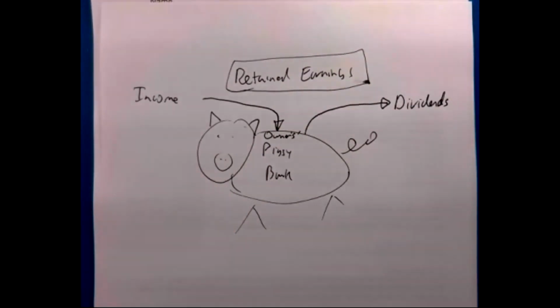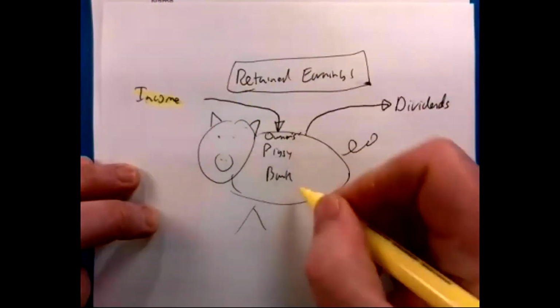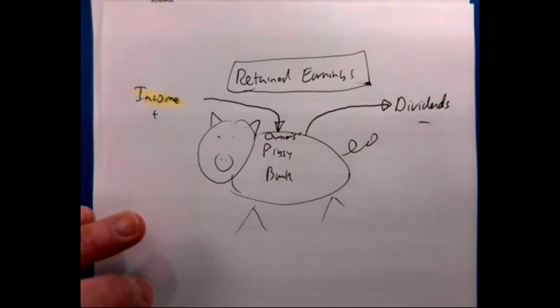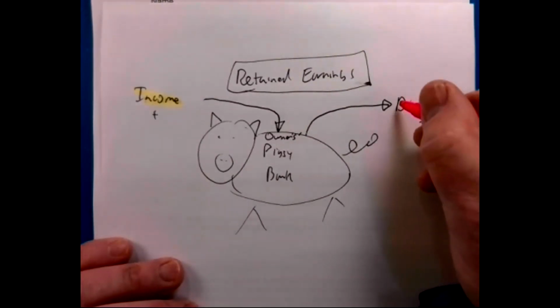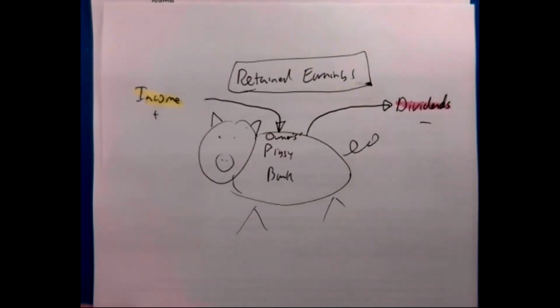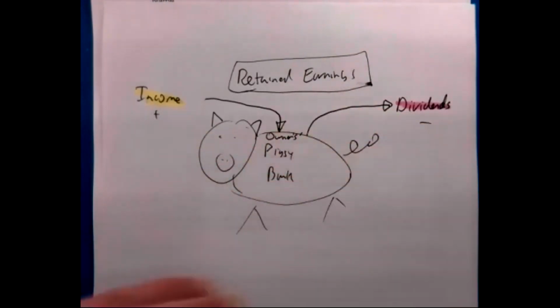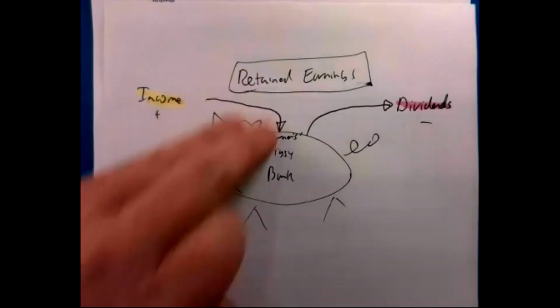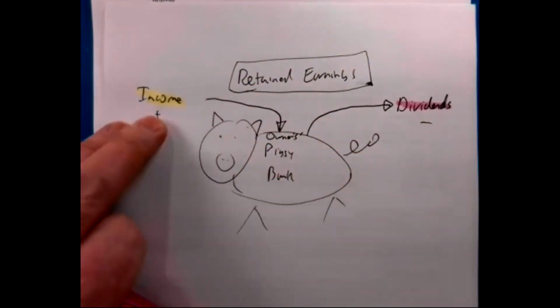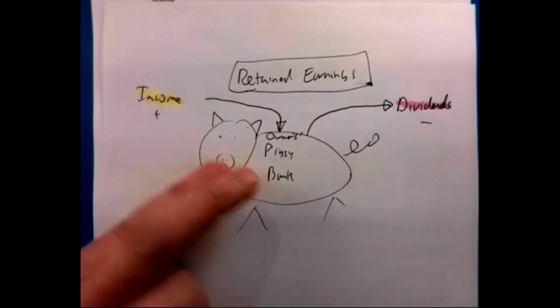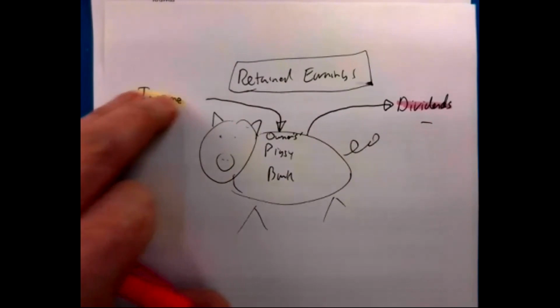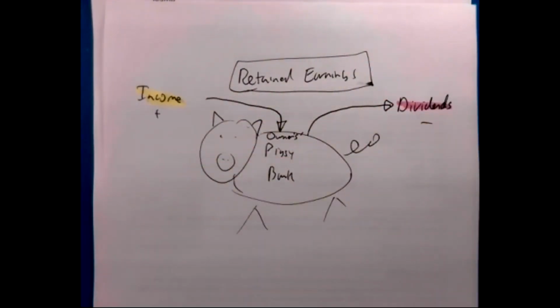Okay, so income comes in, goes into the piggy bank, gets added. When the owners take money out, it comes out of the piggy bank. Now, if there's nothing in the piggy bank, you can't take anything out. Right? So only if there's retained earnings can you have dividends. Because if the retained earnings is empty, you can't take anything out of it. So income goes in, and then dividends come out of that. Let's see how that works over here.